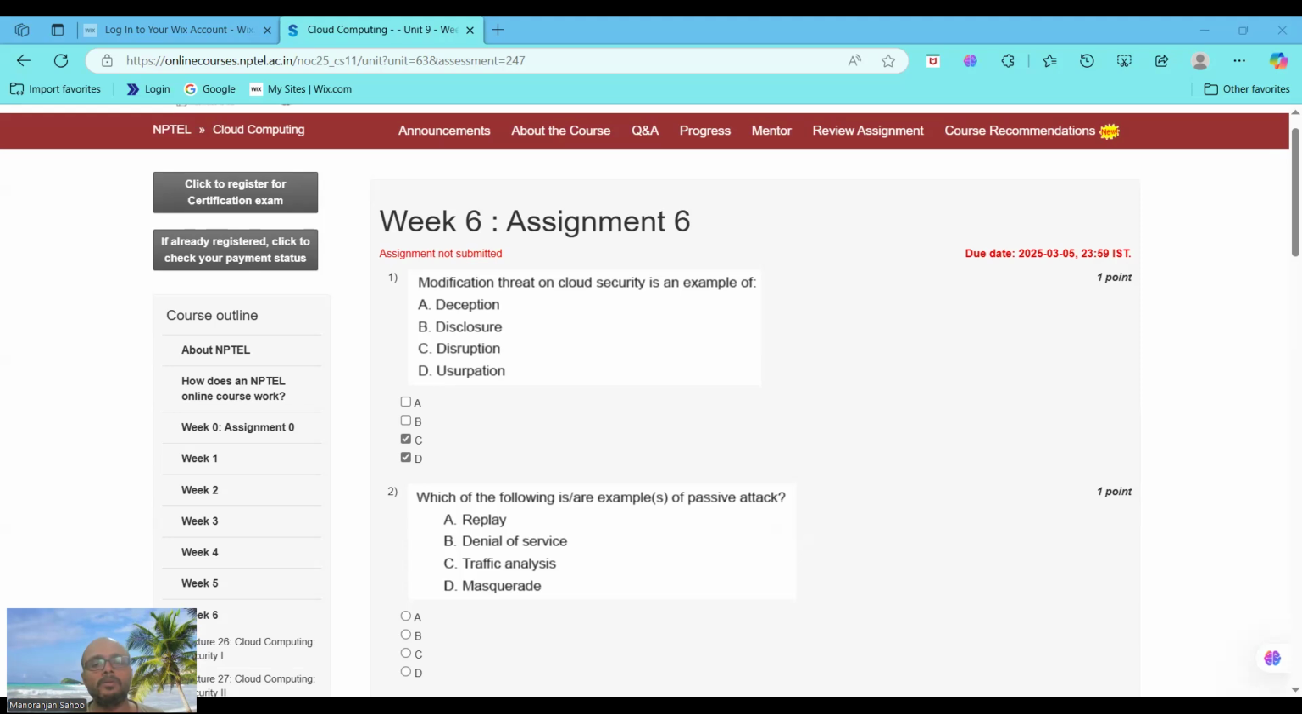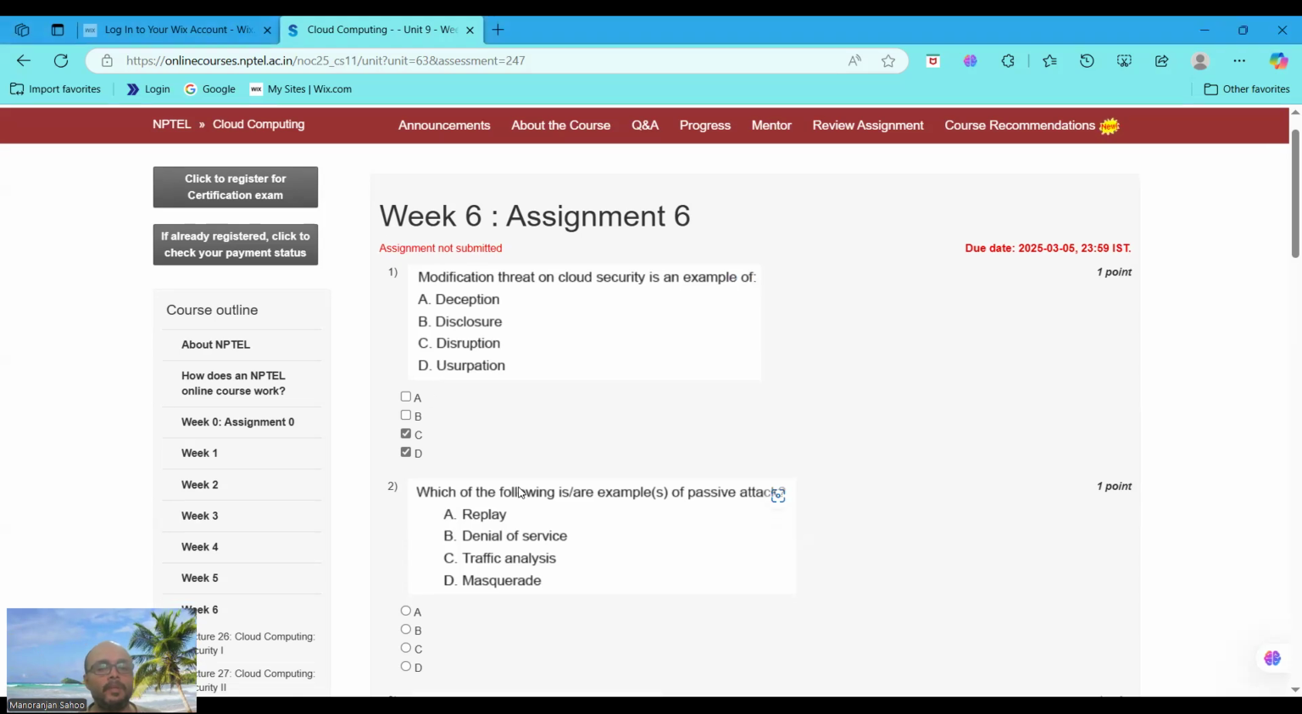It involves unauthorized control over a system or its resources. Another thing is that usurpation threats occur when an attacker gains unauthorized control over a system and modifies data to manipulate operations. Modification threats fit this category because they alter the integrity of cloud systems. That's why we choose the two options. Question number one, option C and option D. Moving to question number two.